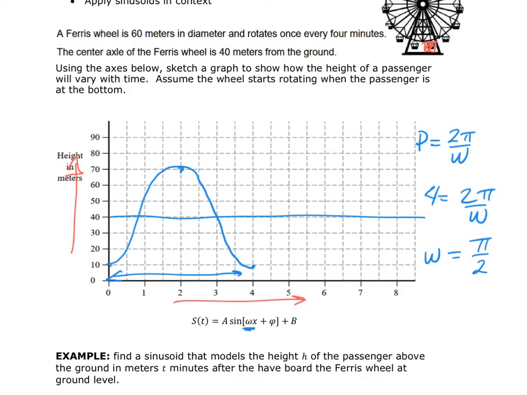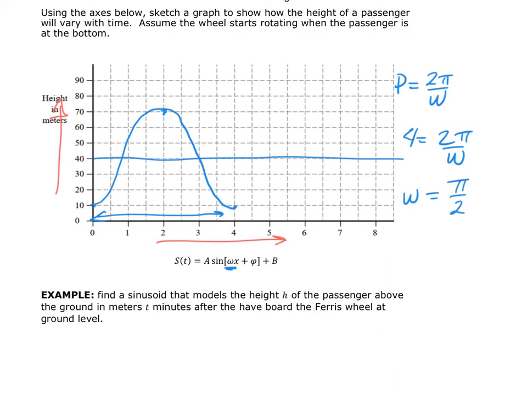Do I have a phase shift? The answer is no. I do not have a phase shift. I am not moving my cosine wave left or right. And if I would have chosen sine, there wouldn't have been a movement left or right for the sine either. The next thing I want to do is talk about the movement up. How far up did my baseline go? Where is my baseline? At 40. So my baseline, or my B value, my movement up, is 40. How big is my amplitude on this one?